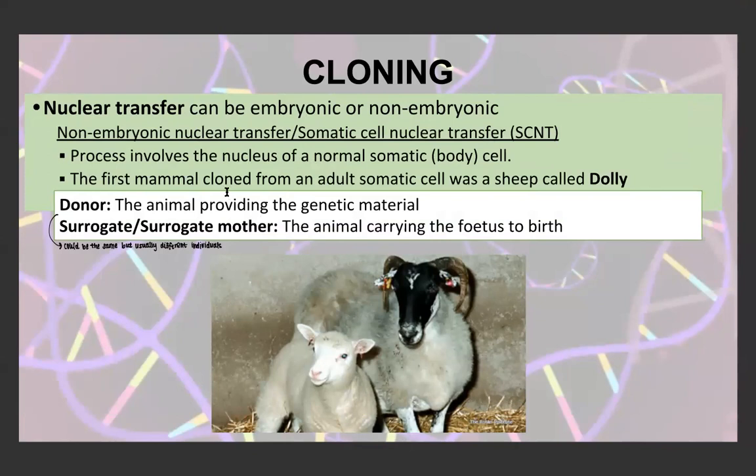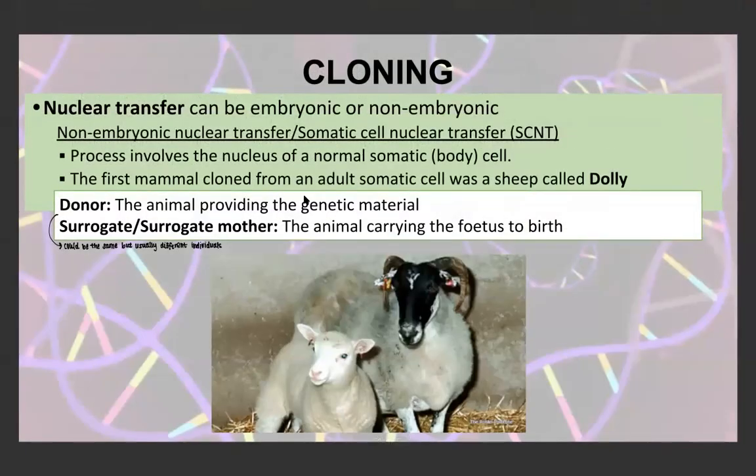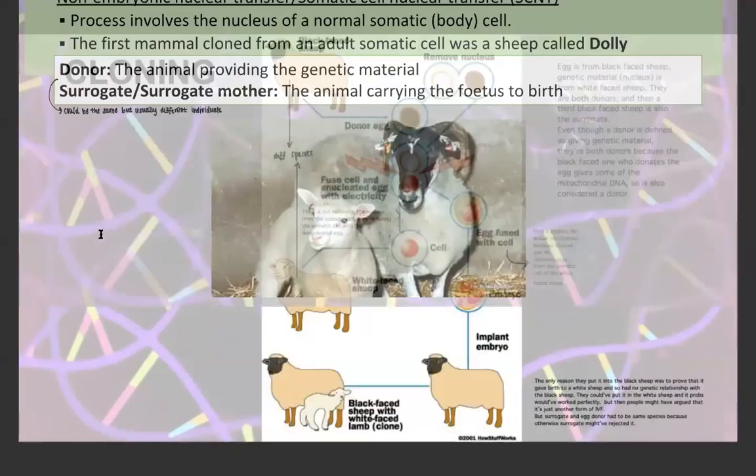And the first mammal clone from an adult somatic cell was Dolly the sheep. So in reproductive cloning, the donor animal is the animal that actually provides the genetic material, and the surrogate animal is the animal that carries the fetus to birth. They could be the same individual, but then it's usually just a normal pregnancy. If they're different animals, then this is often what we call cloning.